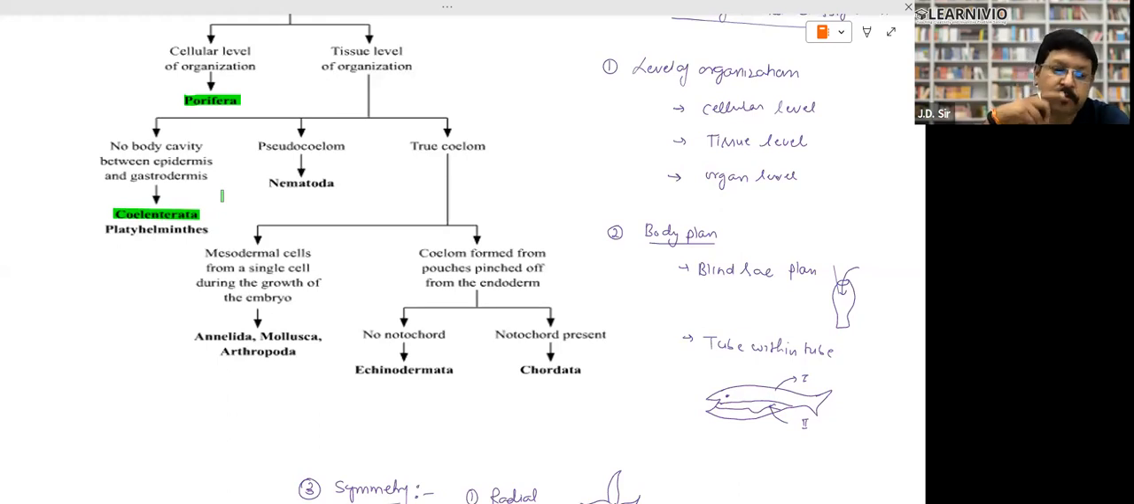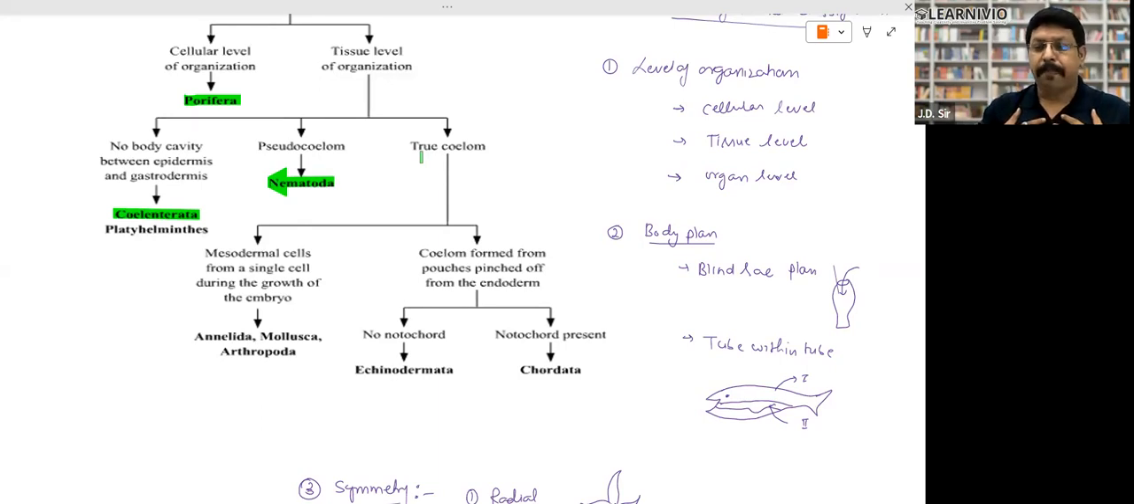But further, there is another, Nematoda. Then there is one thing: there is no body cavity, meaning inside the body there is no cavity. What is body coelom or body cavity? Try to understand.